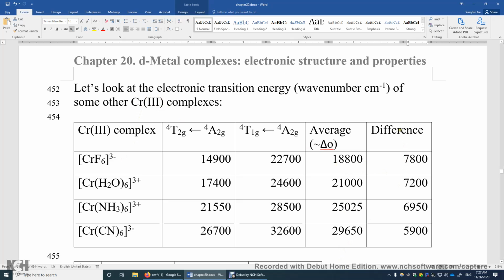All right, and then let's look at the difference. The difference is actually the difference between this 4T1g and 4T2g. The difference is roughly, if you look at this, roughly 7K wave numbers. 7K wave numbers is a little bit lower than 1 electron volt. 1 electron volt is roughly 96 kilojoule per mole. So I'm going to say, well, the difference is roughly 80 kilojoule per mole here. Okay, the difference between 4T1g and 4T2g.